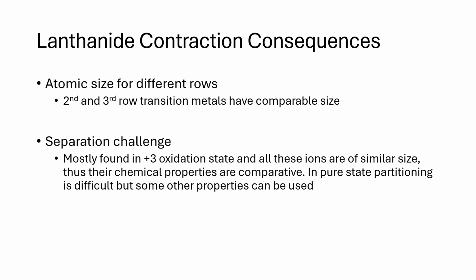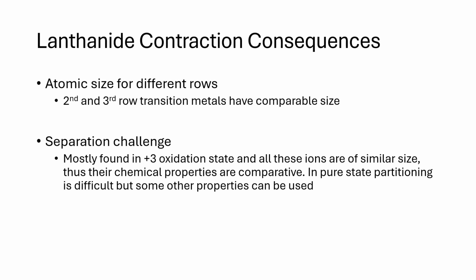So there are some consequences. The first is that the second and third row transition metals have comparable size to these materials, lanthanides and actinides. So they have similar size, but the charge is different, and of course the chemistry will be different.